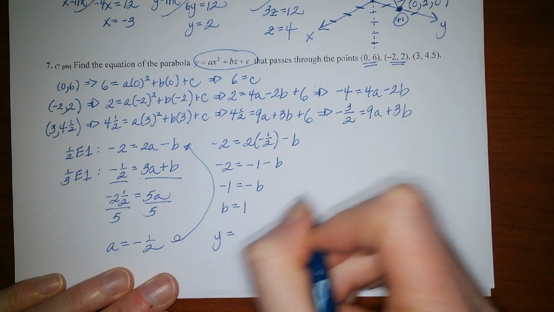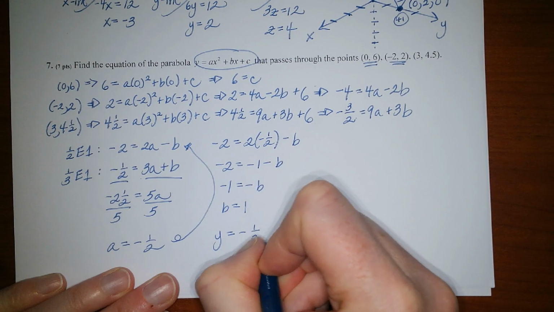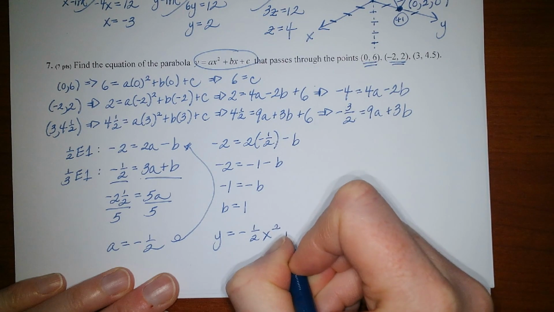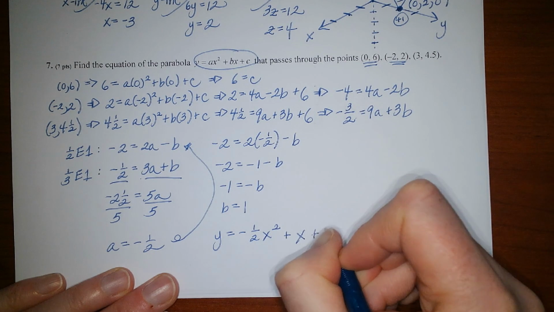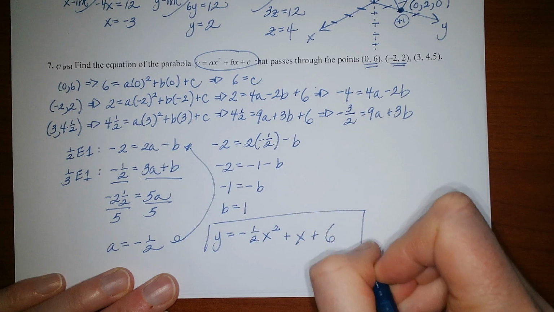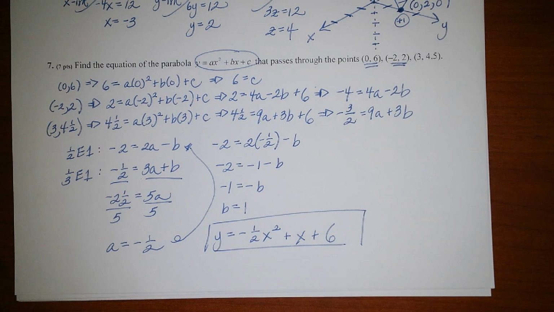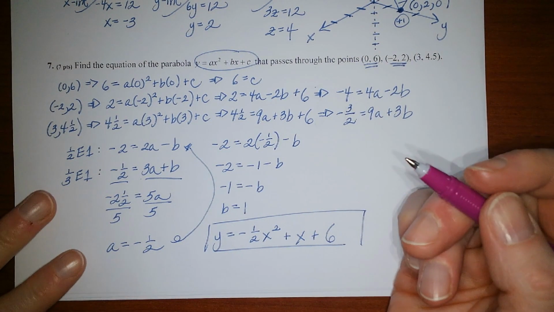So your final answer would just be this with a, b, and c written in. The equation that would hit all of those points would be negative 1/2 x squared plus bx, which would be 1x, and then plus c, which would be 6. Woo!